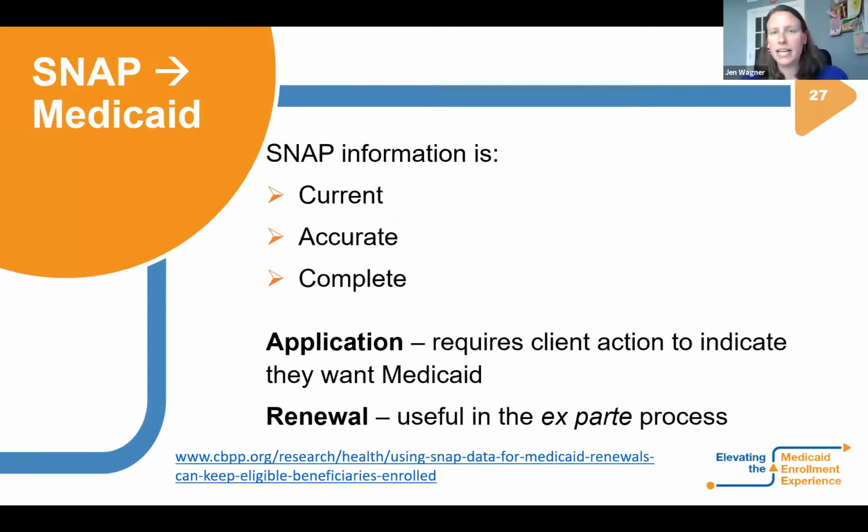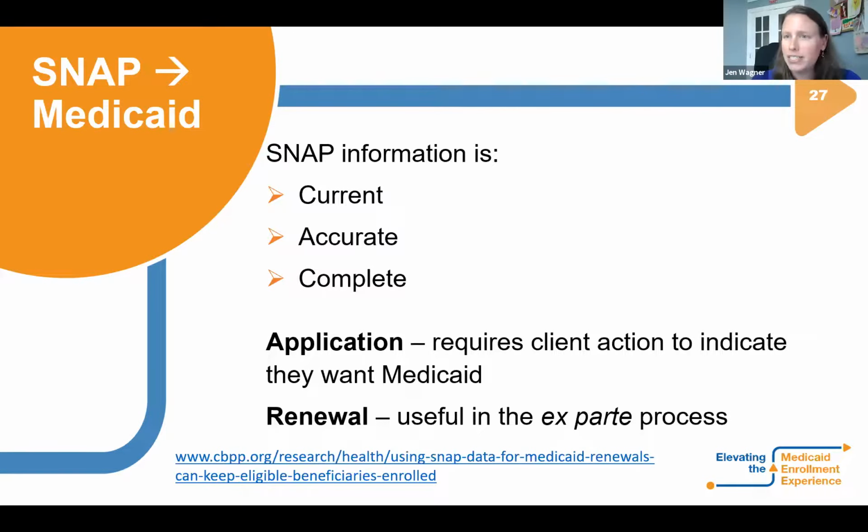So our second area of deep dive is we're going to talk briefly about the opportunities to use SNAP information for Medicaid application and renewal processing. As I mentioned at the beginning, SNAP is often valued in these linkages because the information is usually very current. Oftentimes there's been a review of a case within the past 6 months. It's also very accurate.